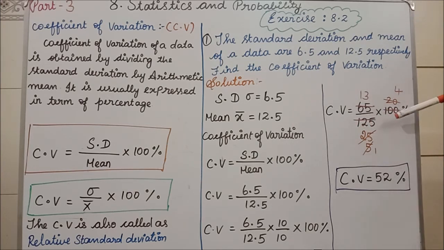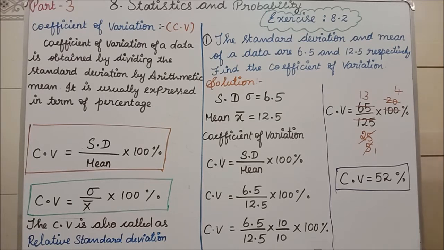125 into 100 percentage. Now if you are cancelling, we are getting in the numerator 13 into 4. Then in the denominator only 1 is coming. So 13 into 4 if you are multiplying, how many percentage you are getting? The coefficient of variation is equal to 52 percentage. That's all, the problem is over.